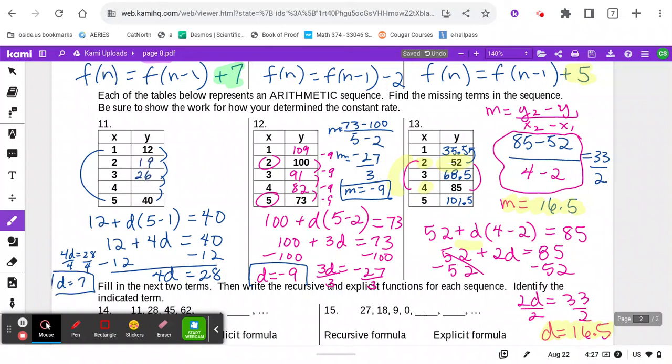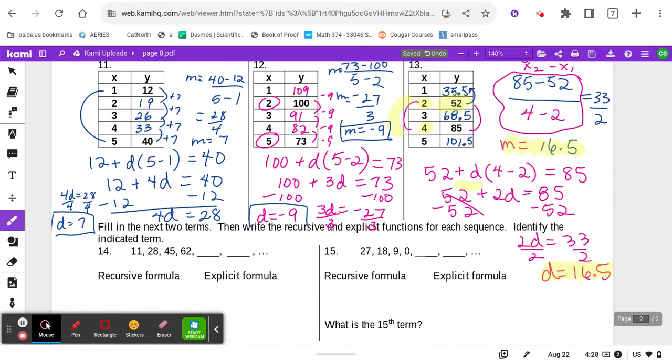So 12 plus 7 is 19. 19 plus 7 is 26. 26 plus 7 is 33. 33 plus 7 is 40. Now, what if you wanted to do the slope formula way instead? You could have done 40 minus 12 over 5 minus 1, 28 over 4. Hey, it's still 7. Yay for me.